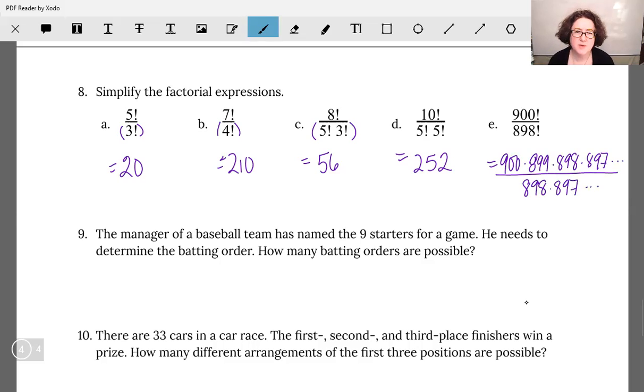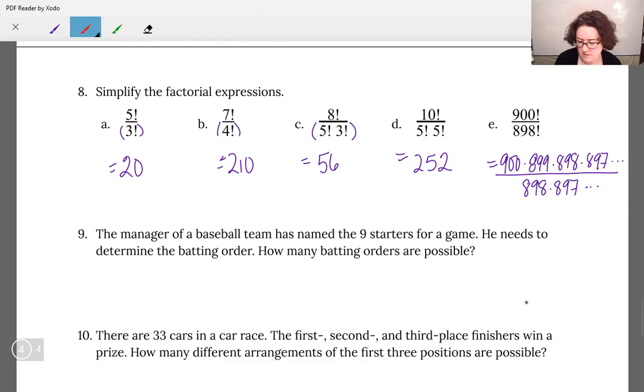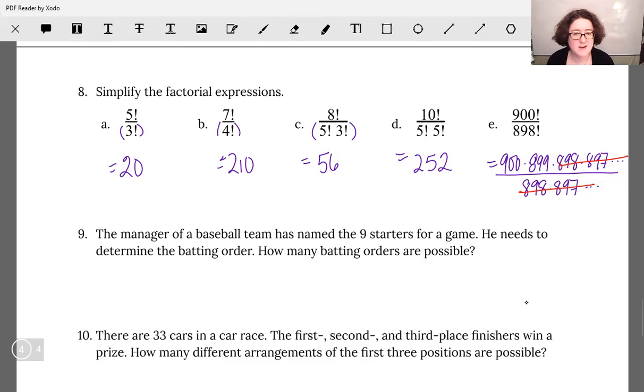Wait a second, I have some repeated values. So if I continue my pattern in the numerator, 898, 897, all the way down to 1, I'm going to have exactly the same values in the denominator. So officially, if I was doing this by hand, I could completely cancel that out. And then all I would have left is whatever 900 times 899 is, which gives me a very large number, actually. It gives me 809100. But again, exactly the same value that should come in when you plug it in the calculator, as long as you're careful with typing it in.